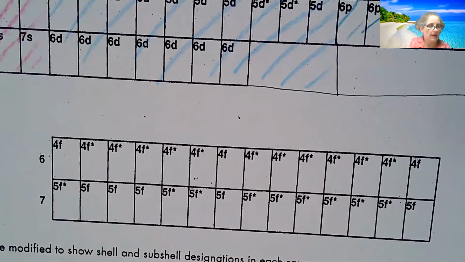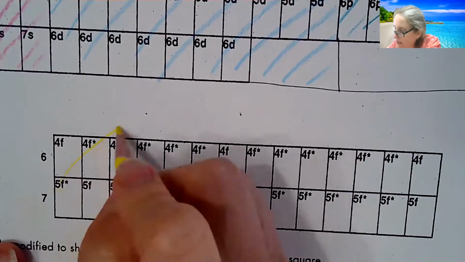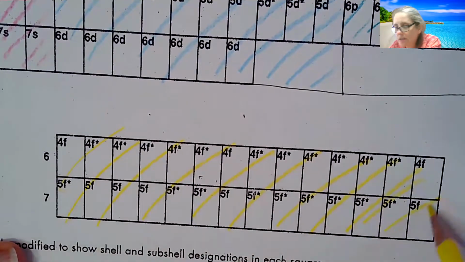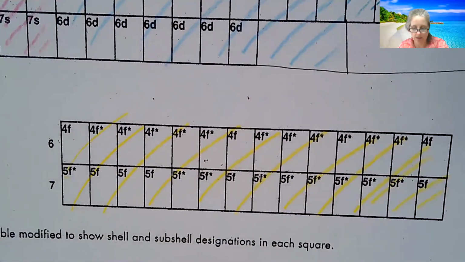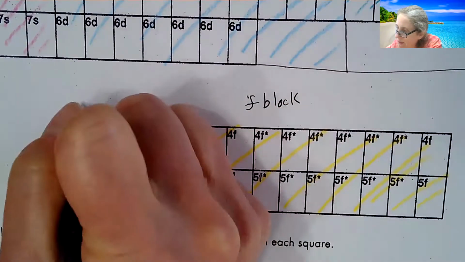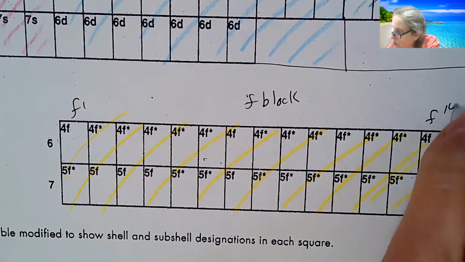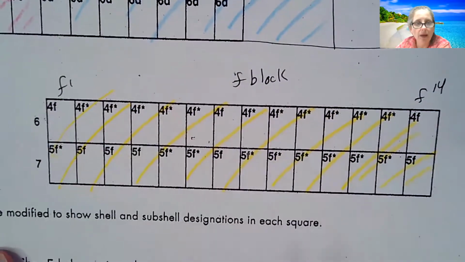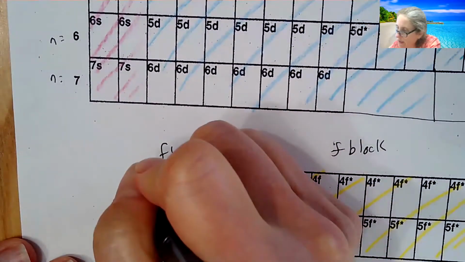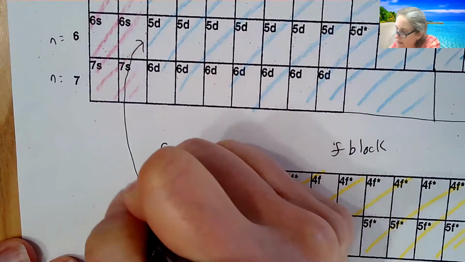And finally, your last color, you're going to color in down here. These are your inner transition metals. This is called the F block. Now this, I'm not going to label each one. I'm just going to go 1 through 14. These actually belong in rows 6 and 7.